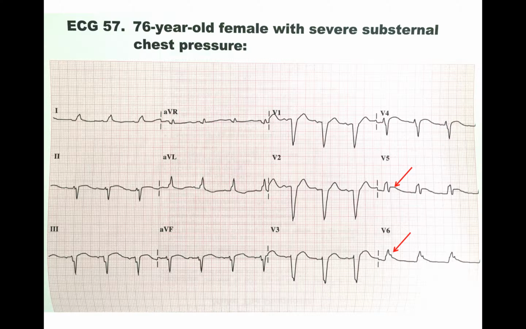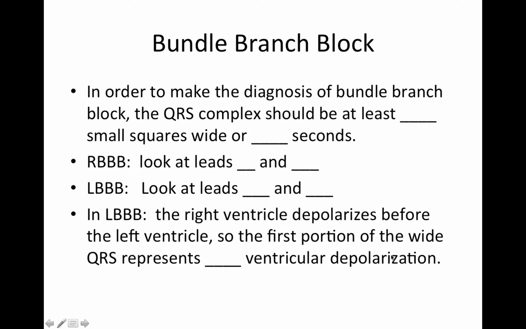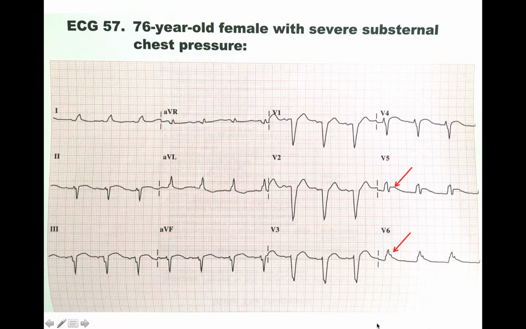If you go back into this EKG, you can look at V6 and appreciate the left bundle branch block. In left bundle branch block, the right ventricle depolarizes before the left ventricle. So the first portion of the wide QRS represents right ventricular depolarization. If you look, the first R wave represents the right depolarization because the left is blocked. So that's what answers the question.